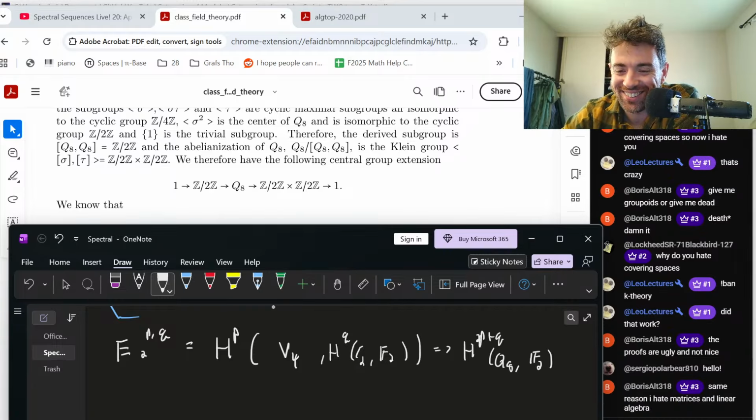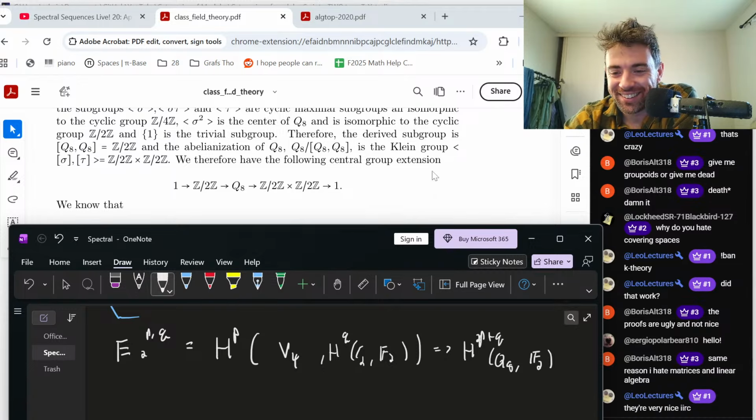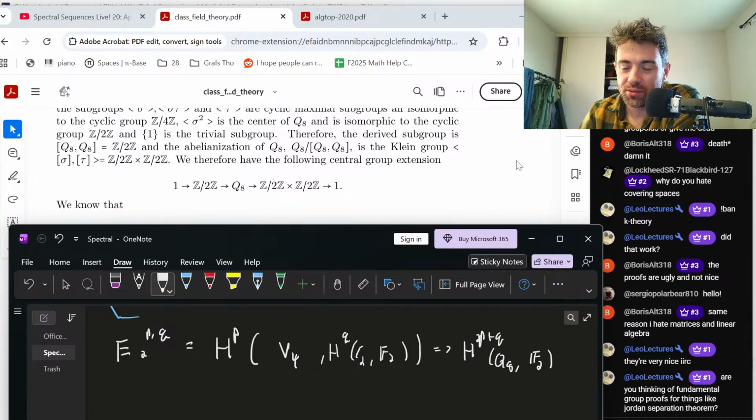Dan K theory. Oh, you tried and you failed. The proofs are ugly and not nice. Well, I don't know about that, Boris. I don't know about that. Same reason you hate matrices and linear algebra. Okay, you're making me upset.